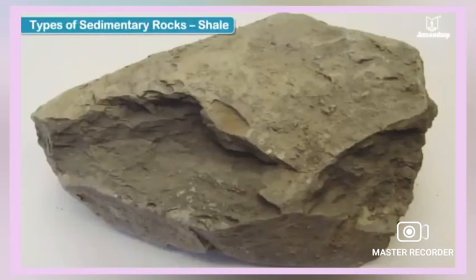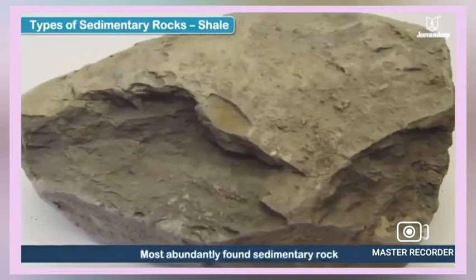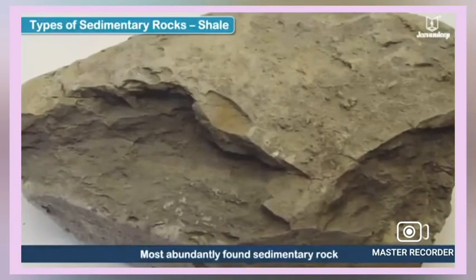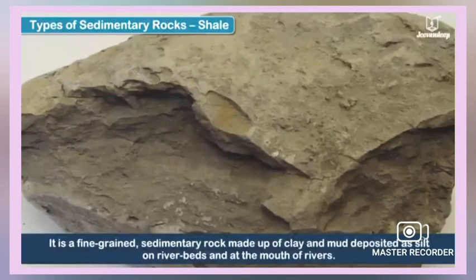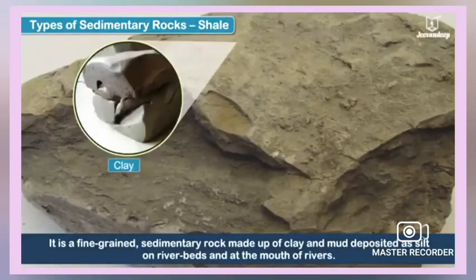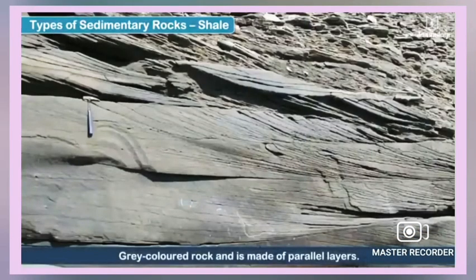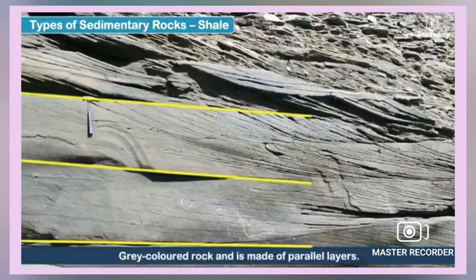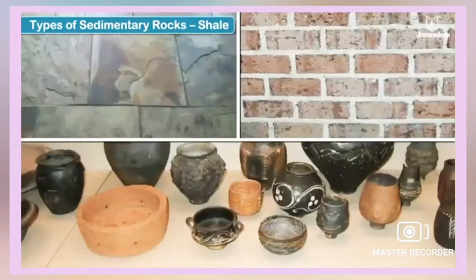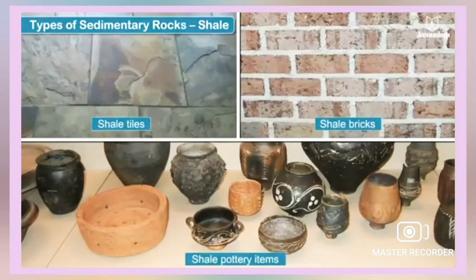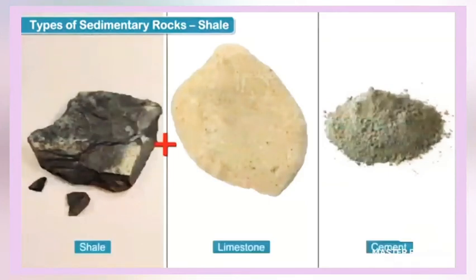Shale. Shale is the most abundantly found sedimentary rock. It is a fine-grained sedimentary rock made up of clay and mud deposited as silt on riverbeds and at the mouths of rivers. This is a grey-colored rock and is made of parallel layers. Shale is largely used in making tiles, bricks, and pottery items. It is also mixed with limestone to make cement.